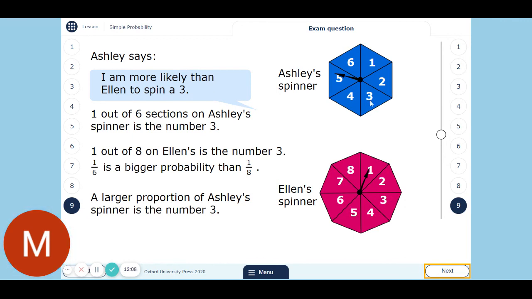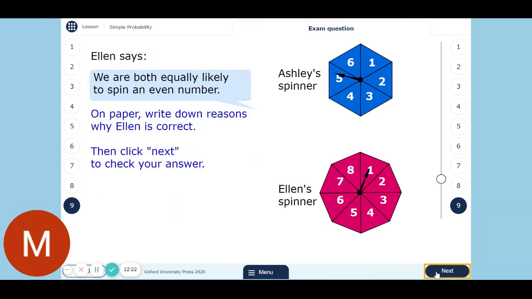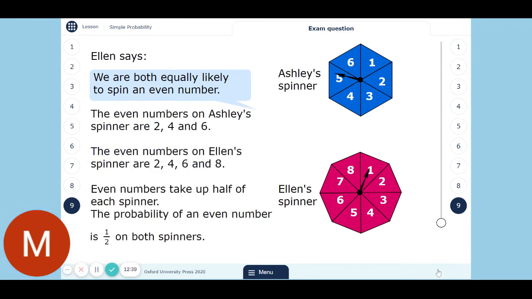So 1 part out of 6 is a bigger proportion than 1 part out of 8. Think of it like if you made squash and you put in 1 part squash to 5 parts water. That would be stronger than if you had 1 part and then 7 parts water. Ellen says they're both equally likely to spin an even number. So let's just check. That's 3 out of 6, that's a half. And this one is 2, 4, 6, 4 out of 8, so that's a half as well. I agree with that one. That's true.